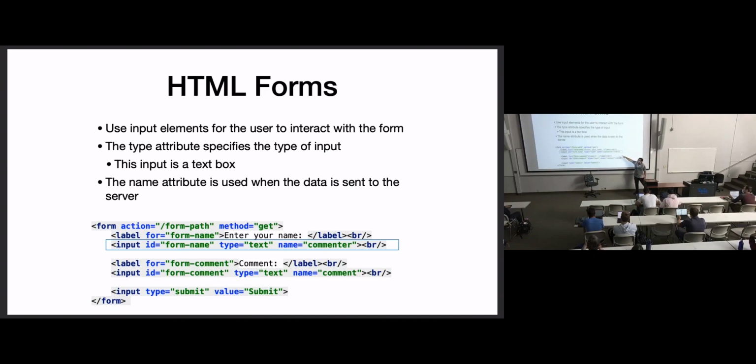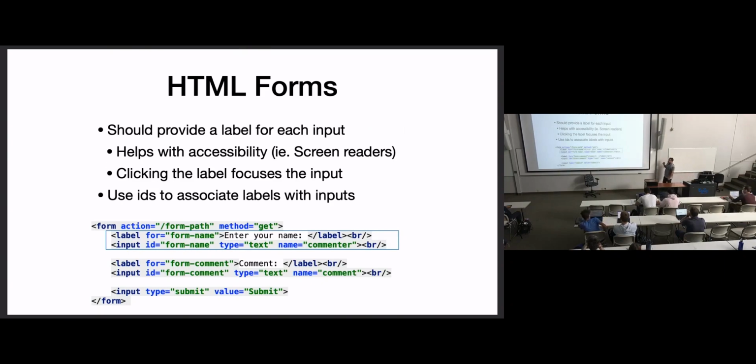And the name is going to be very important for us. The name is what this input is going to be called on the server. When we get this request, whatever we put as name for an input, that's how we're going to identify the data associated with that input on the server side. So this input right here, we're going to get some information with a name of commenter, and then the value that the user typed into that field. That's what we're going to get on the server side.